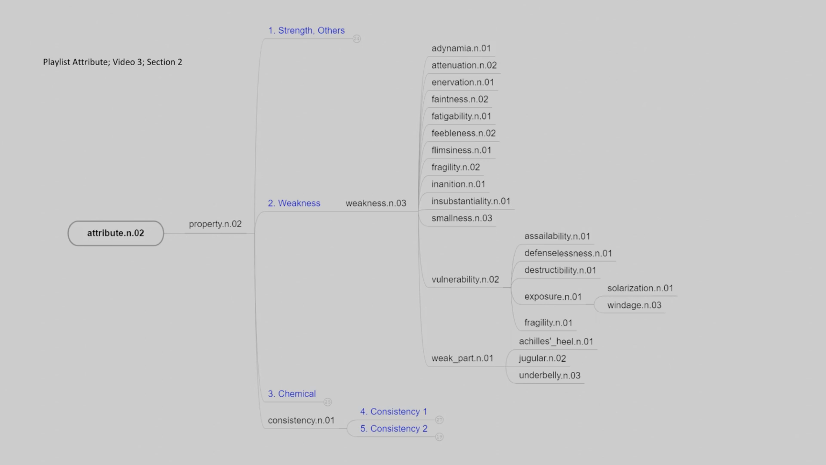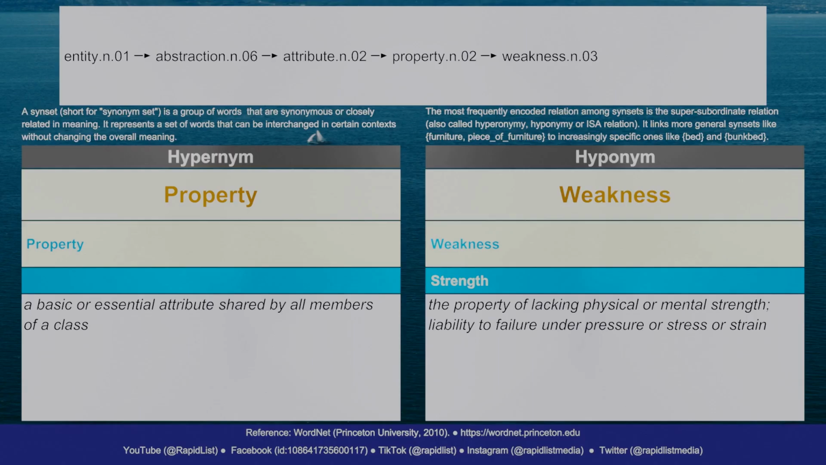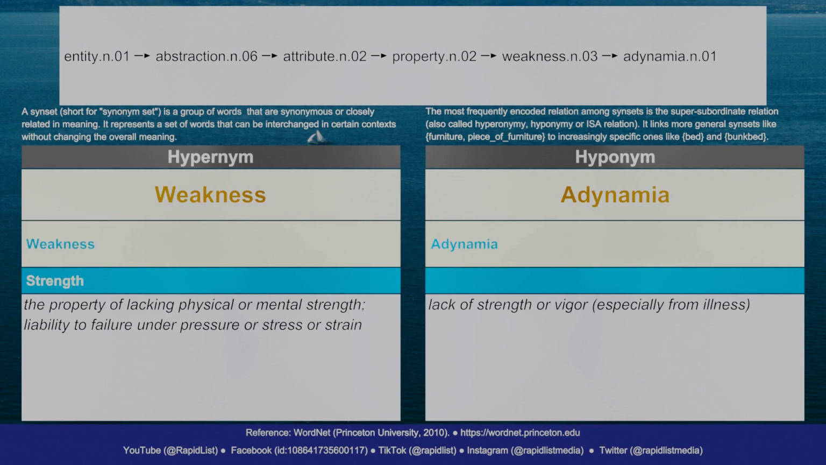Section 2. In this section we will explore the property weakness. Weakness. The property of lacking physical or mental strength, liability to failure under pressure or stress or strain. The weakness of the span was overlooked until it collapsed. Adynamia. Lack of strength or vigor, especially from illness.